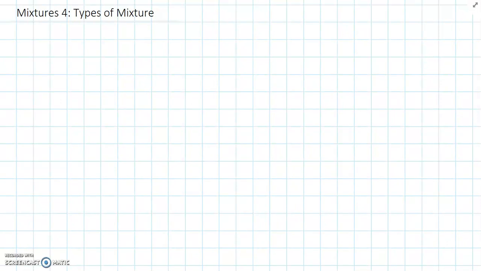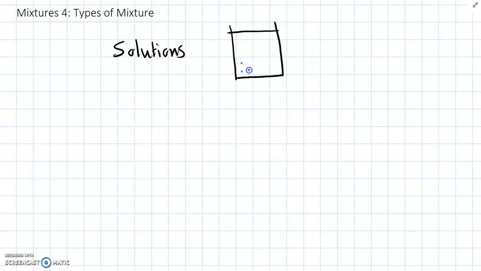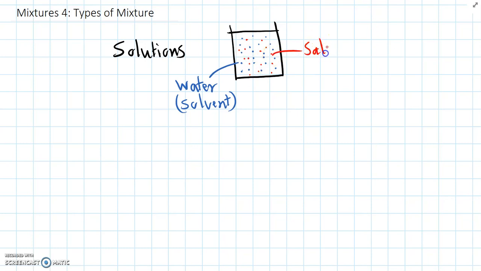Okay, so remember that we've learnt about solutions so far, which are when a solute is dissolved into a solvent, and the solvent is normally a liquid like water. So in this container here, we have water particles, which are the solvent, and we could dissolve something in it, like salt, and the salt we call the solute.